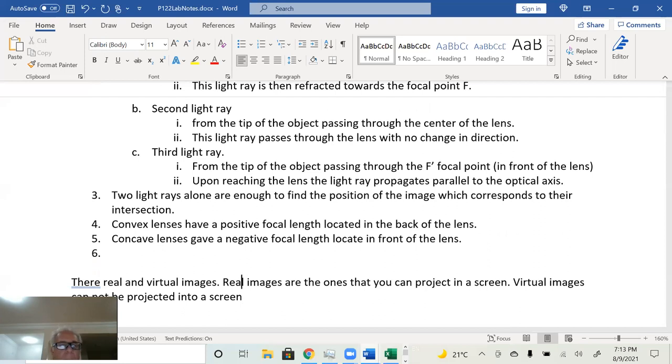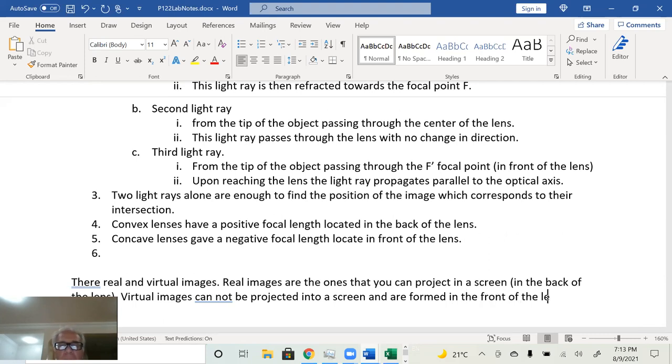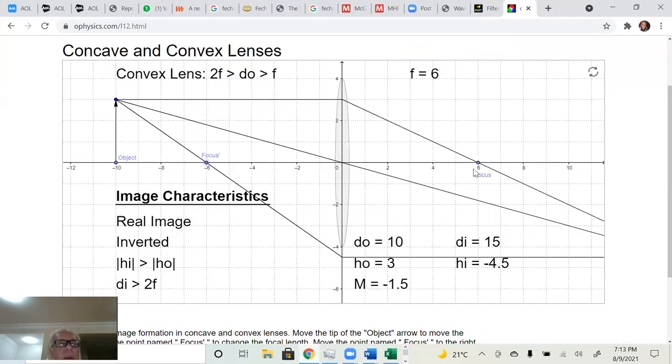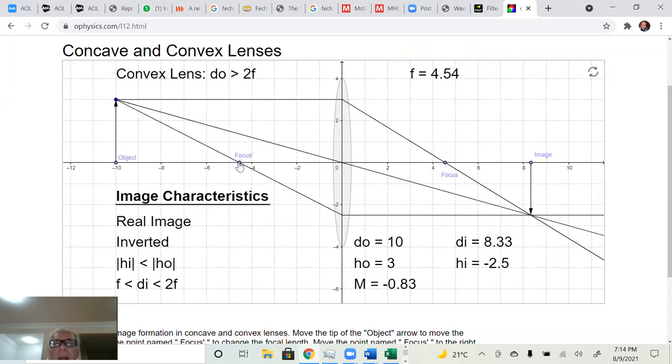Real images are the ones that you can project on the screen, in the back of the lens. Virtual images cannot be projected on the screen and are formed in the front of the lens. That's the difference between real and virtual images. In this specific case, where's the image here? Oh, the image is very far away, see that? Okay, see here, this image is being formed in the back of the lens. So that is a real image.